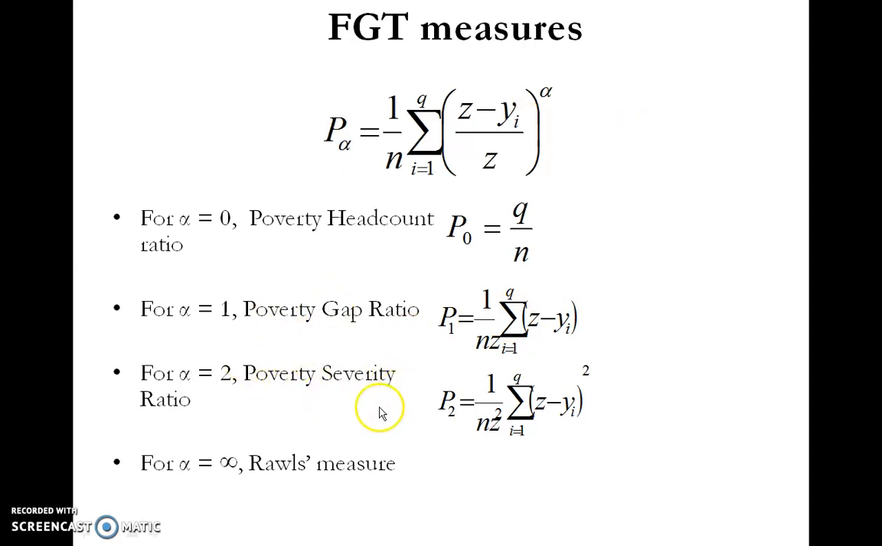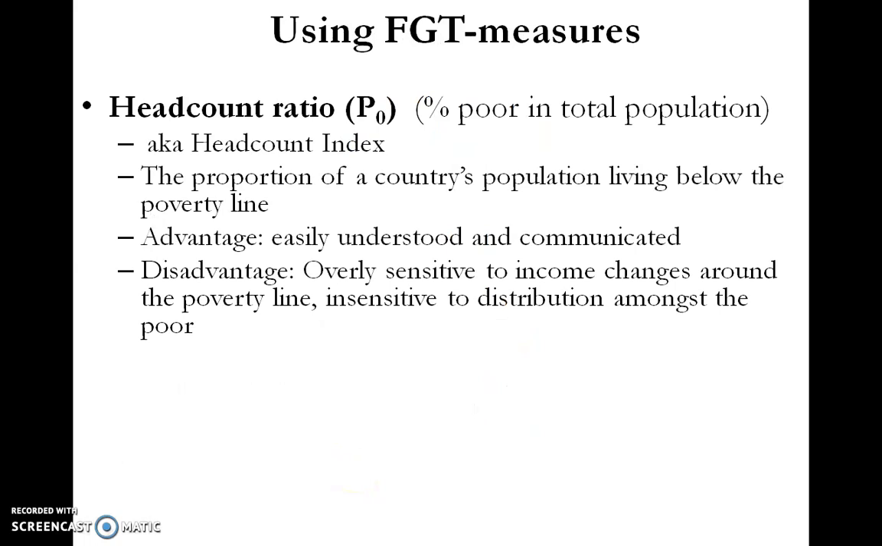For your poverty severity ratio, your alpha is 2. So now whatever's in the bracket here becomes squared. So when we move the Z over here, it's then NZ squared in your denominator. And if your alpha is the infinity sign, we have Rawls measure, which we won't be getting into. So let's get back to our headcount poverty ratio, also known as your headcount index ratio. This is basically the percentage of poor in the total population, right? So it's the proportion of a country's population that are living below a specified poverty line.